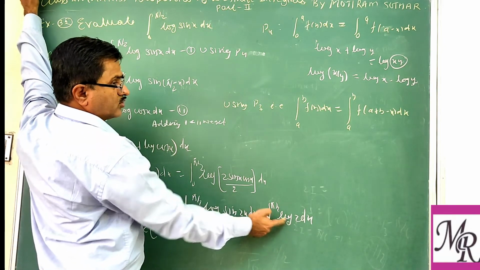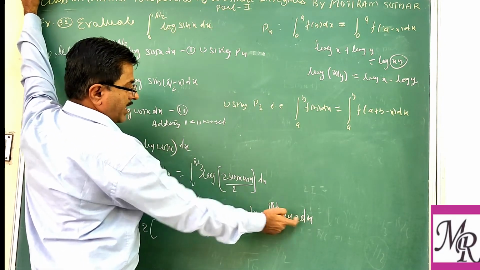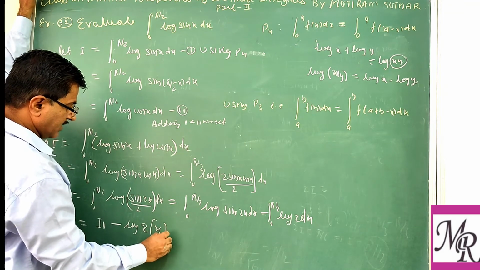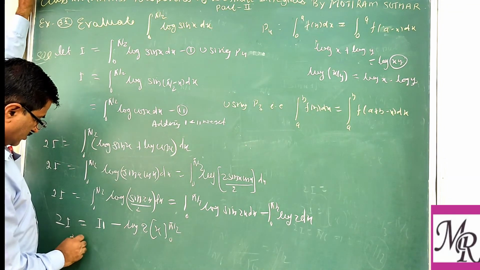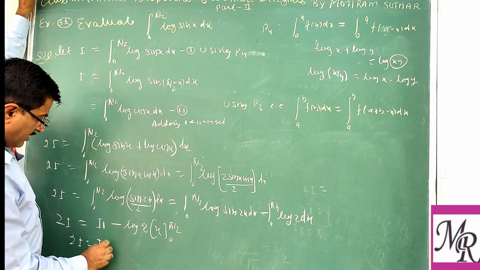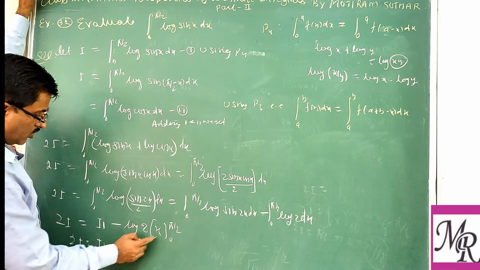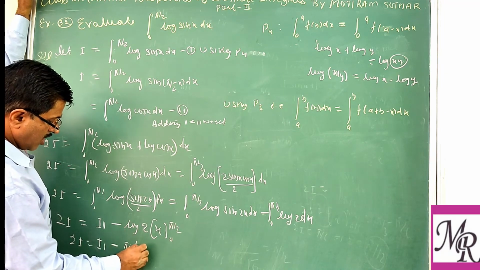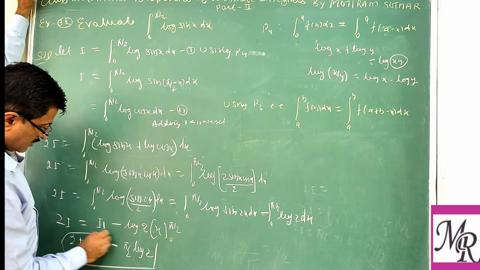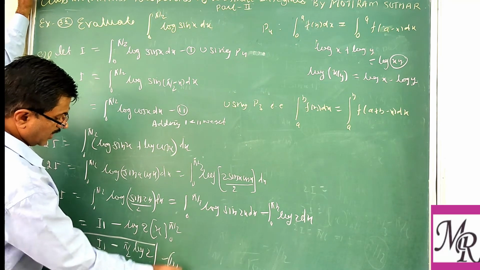If you take minus log 2 common, then what is left? x. Integral of dx is x from 0 to pi by 2. So 2I equal to I1 minus log 2 into pi by 2, so pi by 2 log 2. This is equation number 3.